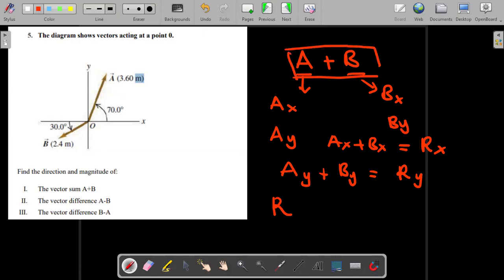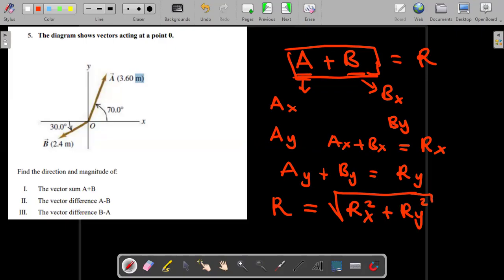So for this vector A plus B, we say this is R, and it is given by the square of the resultant x component added to the square of the resultant y component, under a square root. And this gives you your final vector for A plus B.